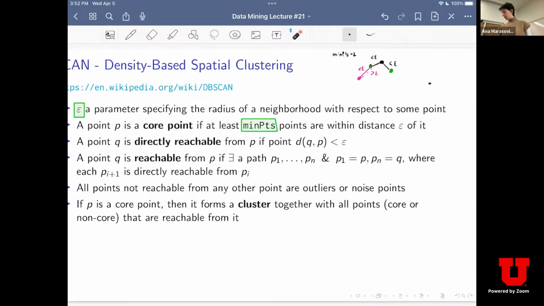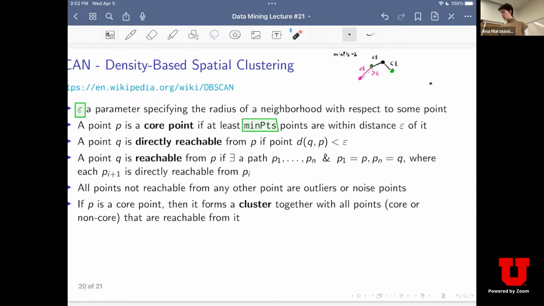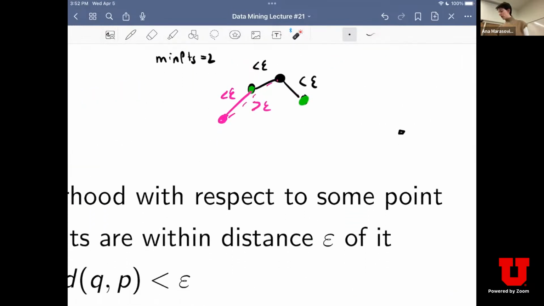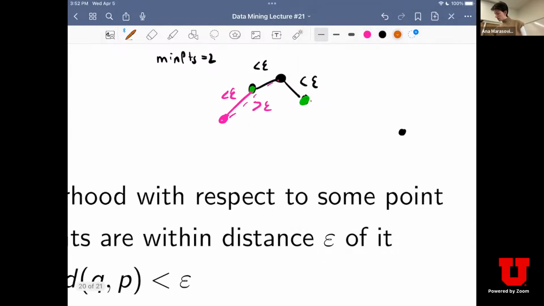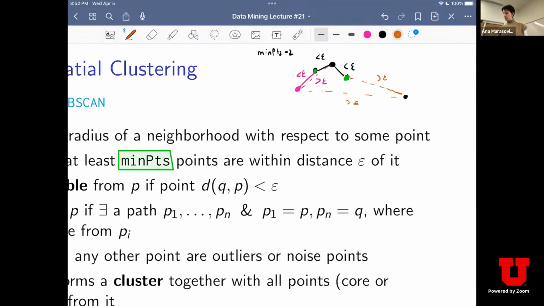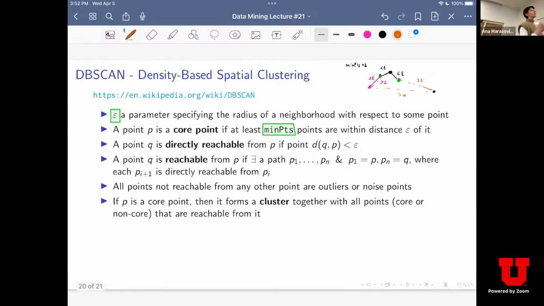And then finally, all points that are not reachable from any other points are outliers, or noise points. So if we have this point here and these distances here, this is larger than epsilon, and all of them are larger than epsilon, then you can't reach it from any point, and therefore this point will be an outlier. So this is how you would categorize each point.